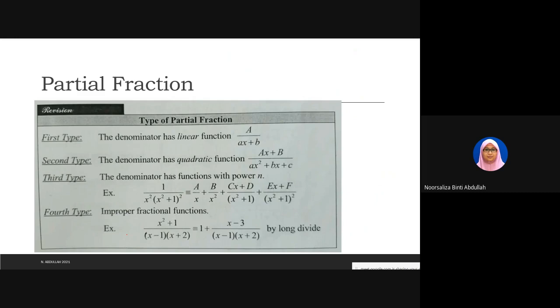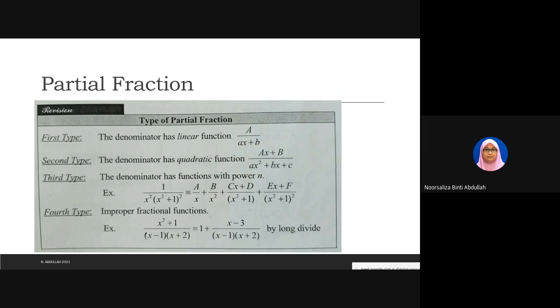Okay. Next one is using a partial fraction. Okay, pecahan separa. Pecahan separa you all dah belajar kan? Okay. So pecahan separa actually dia ada 4 jenis pecahan separa. First one is a very simple one, is a linear function. Okay, you have a linear function, which is A over AX plus B. Okay, this is a linear.